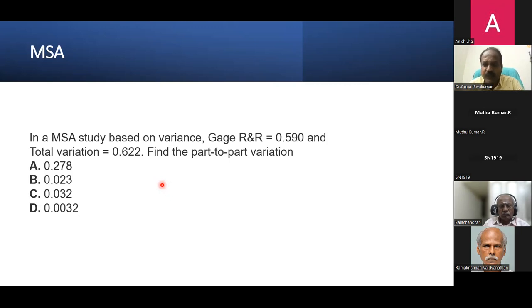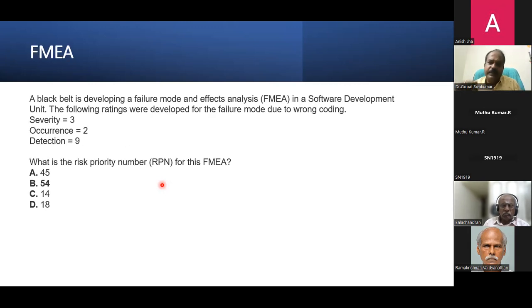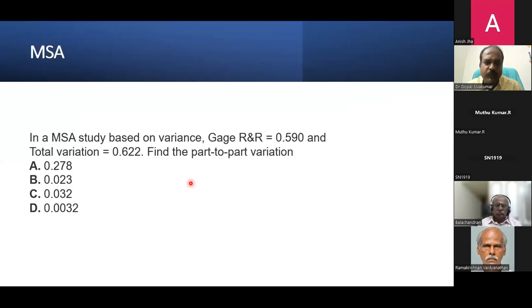All of you, do you understand the meaning of all the terms? Part-to-part variation, all of you know? Yes. And gauge variation is gauge R&R. So the gauge variation and the part-to-part variation, when I sum up, that will give me total variation. Now this equation will tally only in the variance table, not in the standard deviation table. You can check while going through the Minitab report. Now it is clearly mentioned, the study is based on variance. So the equation will tally.